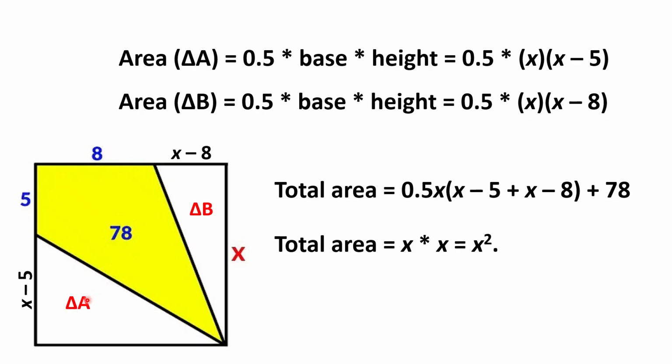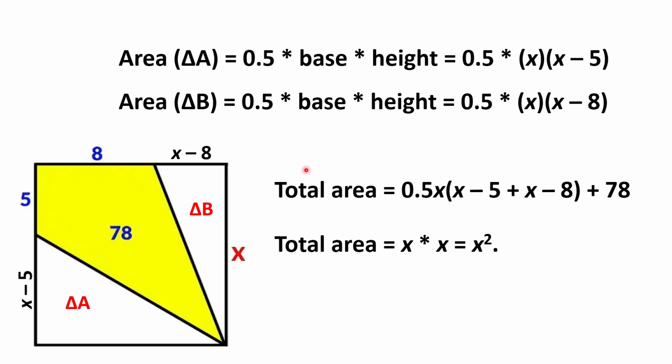So the unshaded parts are triangles. We have triangle A and triangle B. Area of triangle A would be half into base into height, that is half into base x and height x minus 5. Area of triangle B would again be half into base into height, that is half into base x minus 8 and the height x. So triangle A is half into x into x minus 5 and triangle B is half into x into x minus 8.